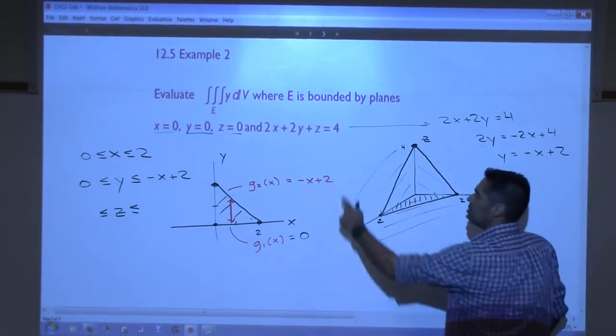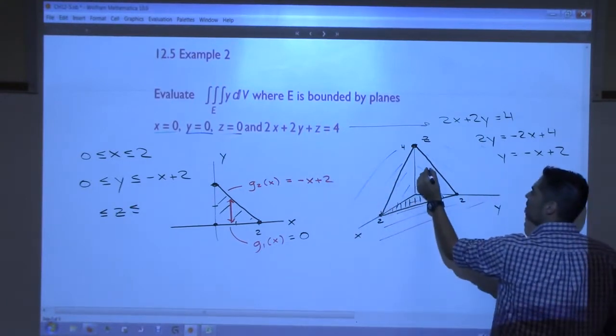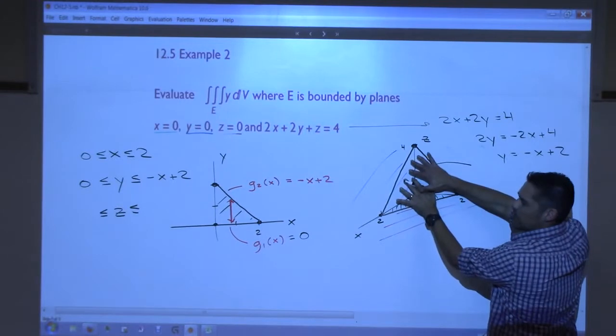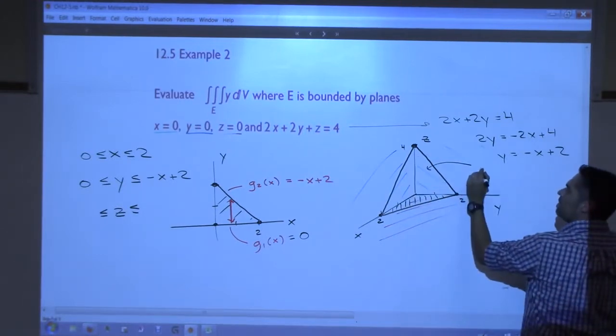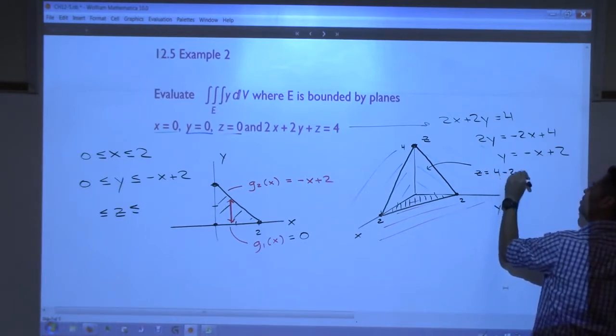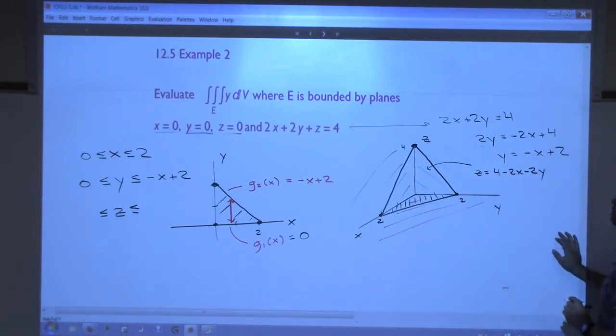Solve for z. So take this right here. Now I'm going to draw it. This arrow is representing this surface right here. That is z equals 4 minus 2x minus 2y. Do you agree with that?